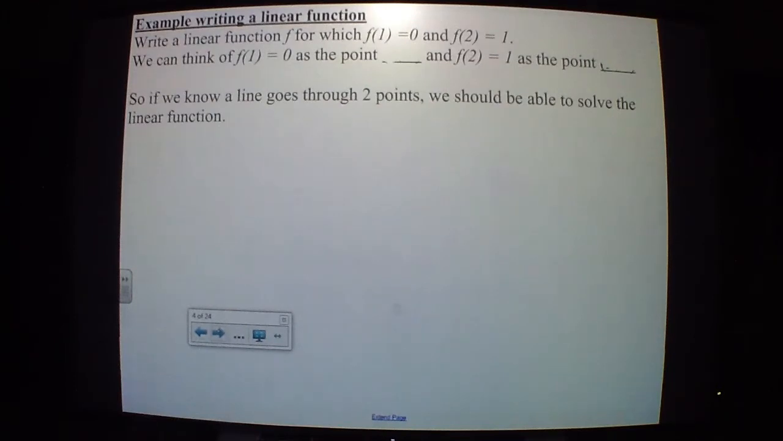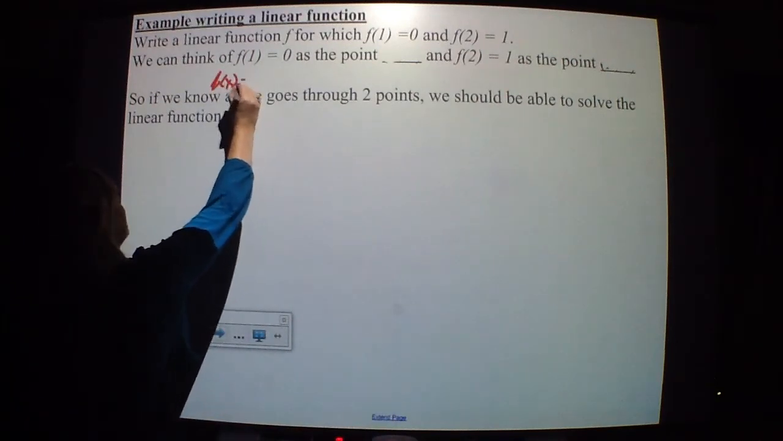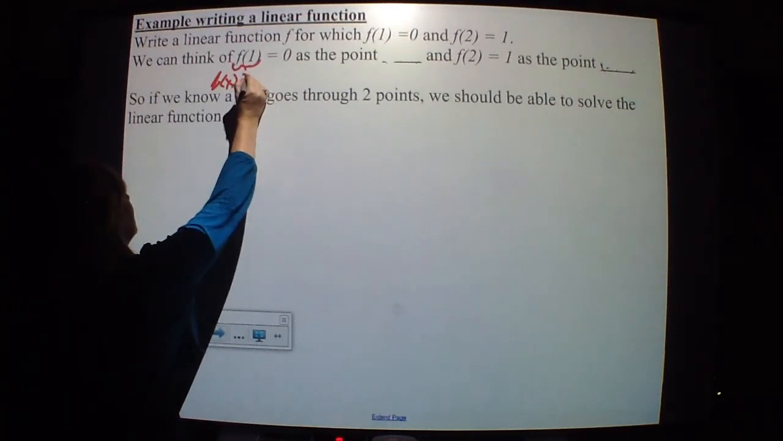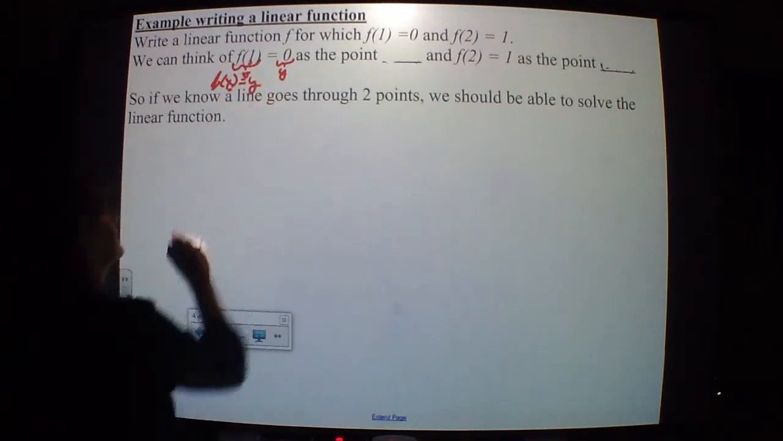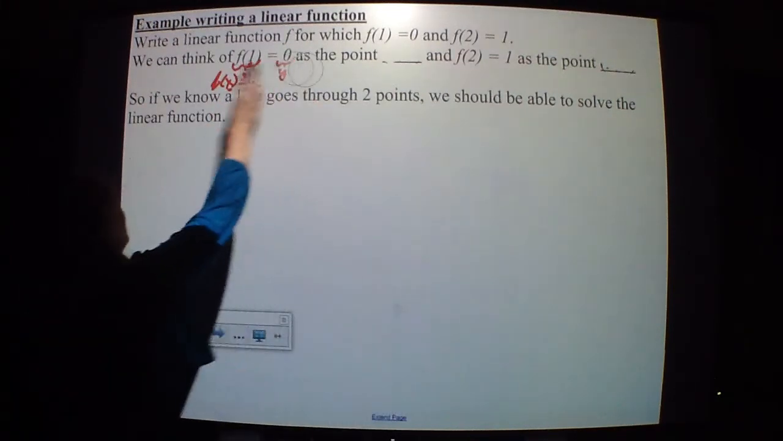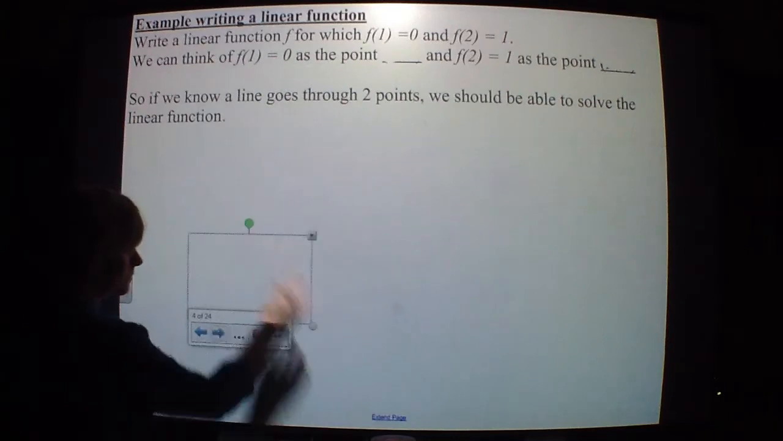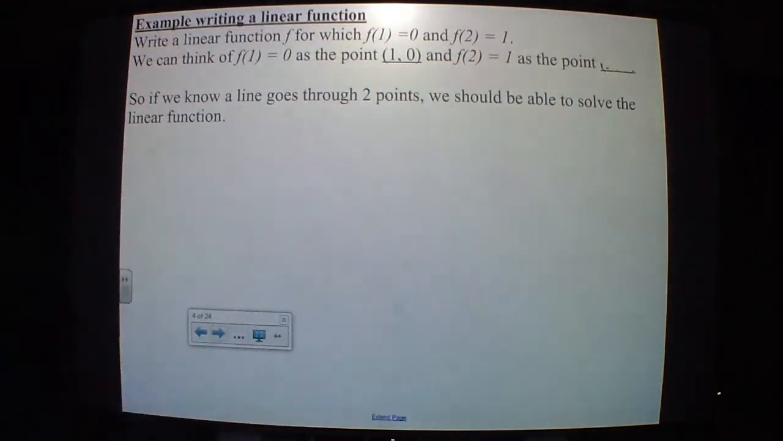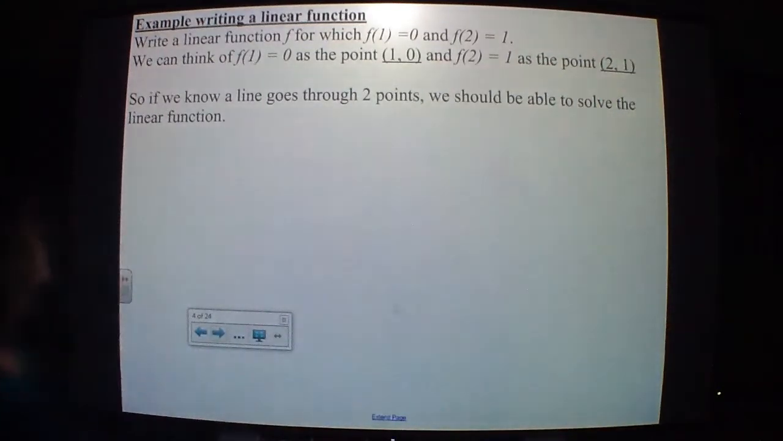Write a linear function f for which f of 1 is equal to 0 and f of 2 is equal to 1. We can think of f of 1 equaling 0 to be, remember, I told you that f of x is my y. So this right here is my y, and that's my x. So I can think of it as the point x, which is 1, y, which is 0. So I can think of the point (1, 0). f of 2 is equal to 1, so I can think of the point (2, 1). If you want, just write them as those points.